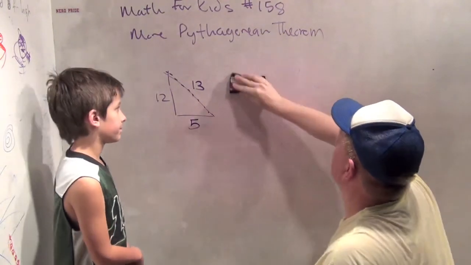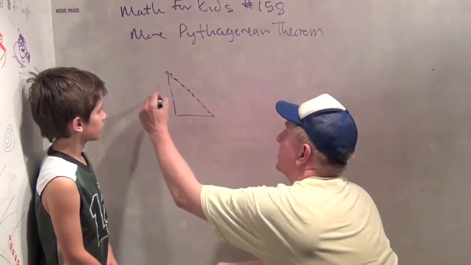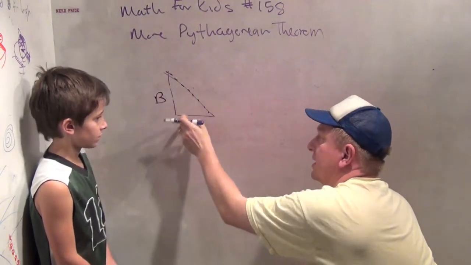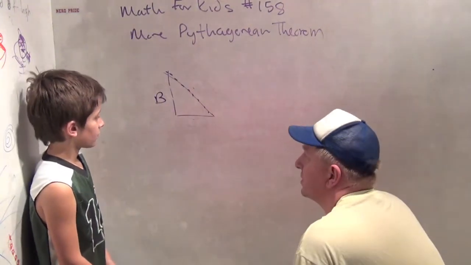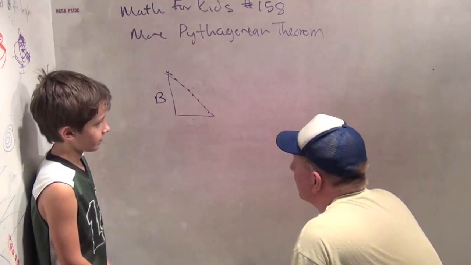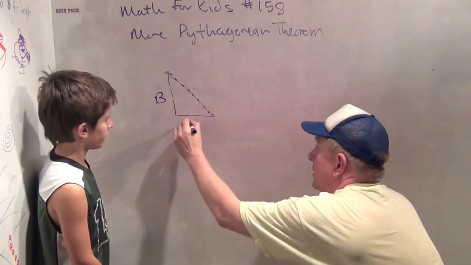So give me the side. Give me a leg. We're going to just keep calling this B. So give me the length of a leg and the length of the hypotenuse. Just make up any numbers you want, except the hypotenuse has to be longer than the leg. How about 7 and 15?